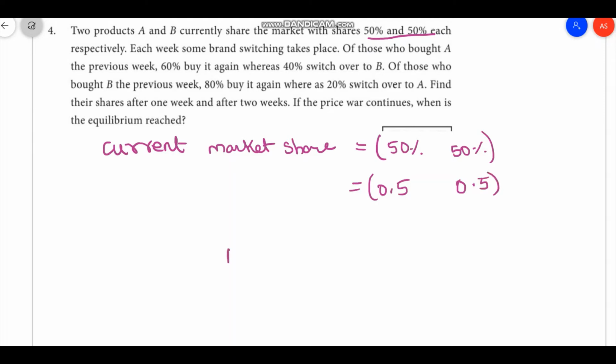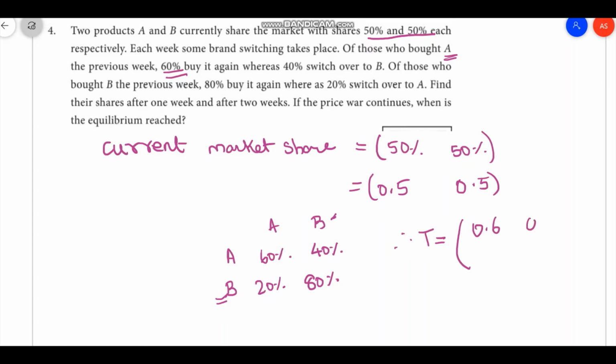Now brand switching takes place. So what are the two brands we have? A and B. Of those who bought A the previous week, 60% buy it again. So A to A is given to be 60%, whereas 40% switch over to B. Now of those who bought B the previous week, 80% buy it again. So this is 80% and here it is 20%. Please be careful while forming this matrix, which is switched over and which is not switched over. Therefore, what is your T? Your T is nothing but 0.6, 0.4 and 0.2 and 0.8.